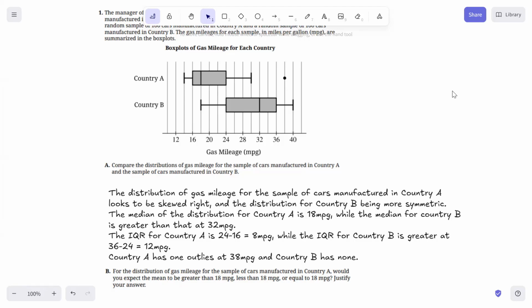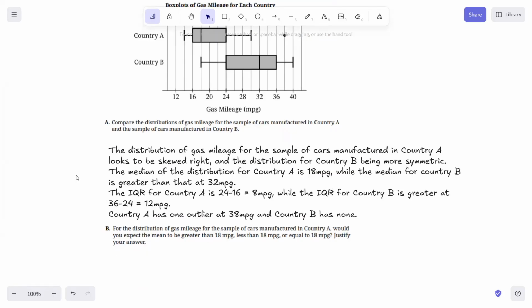The distribution of gas mileage for the sample of cars manufactured in country A looks to be skewed right, and the distribution for country B being more symmetric. The median of the distribution for country A is 18 miles per gallon, while the median for country B is greater than that at 32 miles per gallon. The interquartile range for A is 8 miles per gallon, while the interquartile range for B is greater at 18 miles per gallon. Country A has one outlier at 38 miles per gallon, and country B has none.